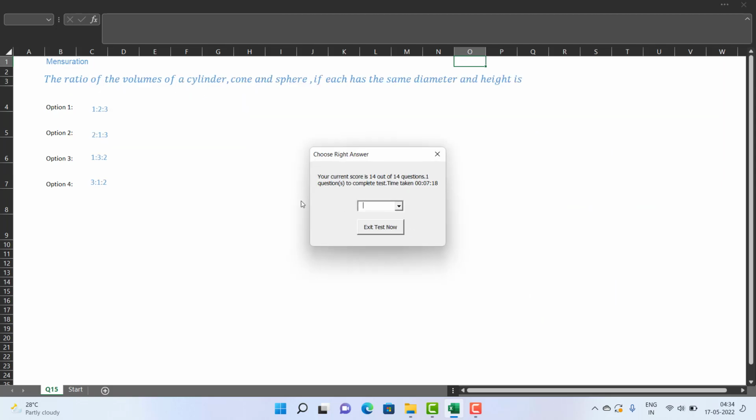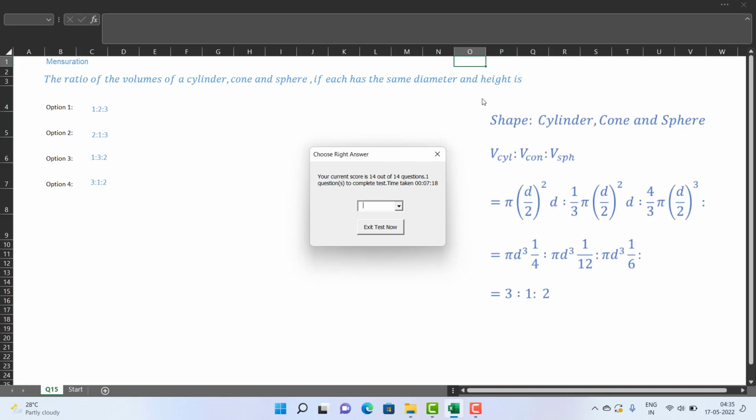Bravo. The ratio of the volumes of a cylinder, cone and sphere if each has the same diameter and height is. So, cylinder, cone and sphere are given. The diameter and height are same. That means diameter is the height for a cone. So, volume of the cylinder is pi r1 squared into 2r. Volume of the cone is pi by 3 r1 squared into 2r1, and volume of sphere is 4 pi by 3 r cube. So, substituting and cancelling out the common terms, we get 6 pi is to 2 pi is to 4 pi, that is 3 is to 1 is to 2.